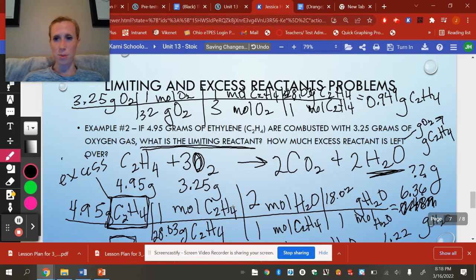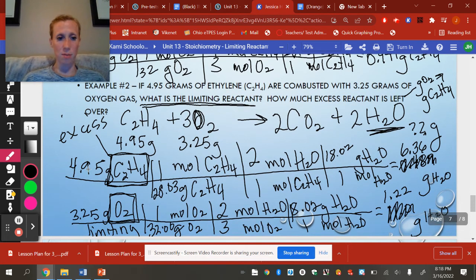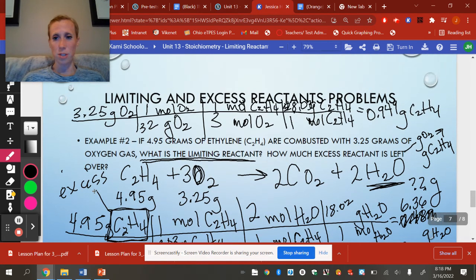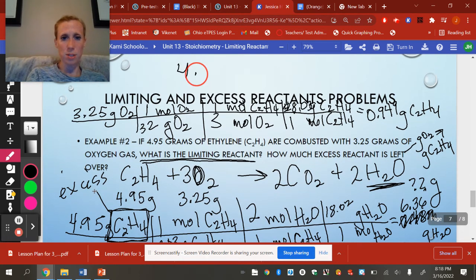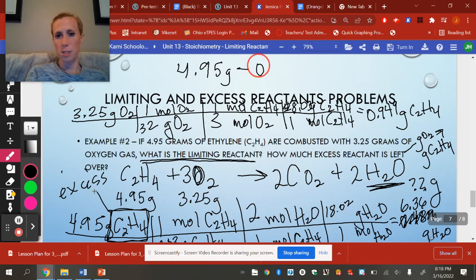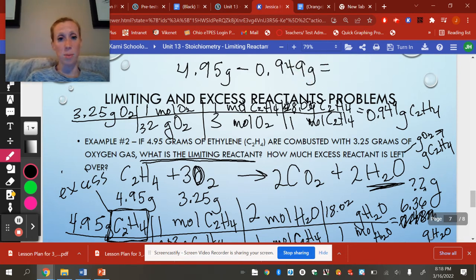Now, that is not the answer to the question, how much excess? This is just how much is used up in the reaction. But remember, we had 4.95 to start with. So to get your actual answer, you take how much you had to start with, 4.95 grams of C2H4, and subtract from it 0.949, how much was used up in the reaction, to figure out how much is left over.